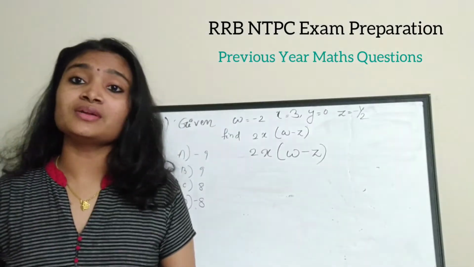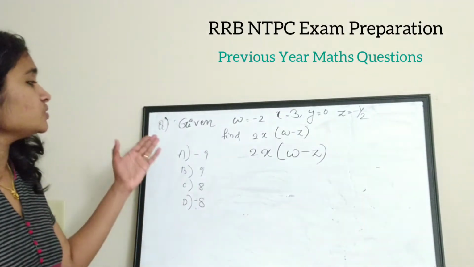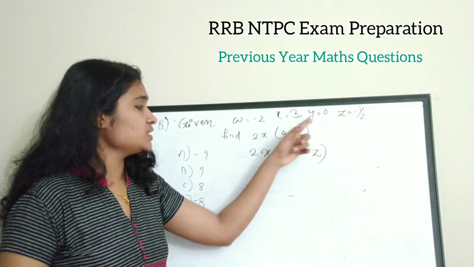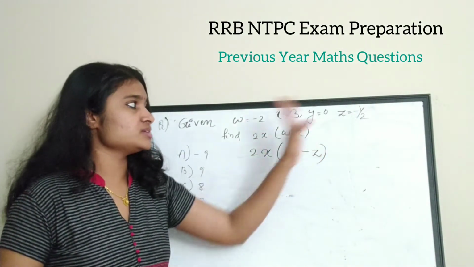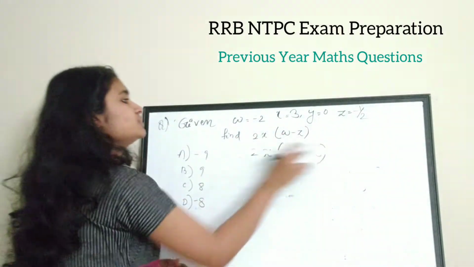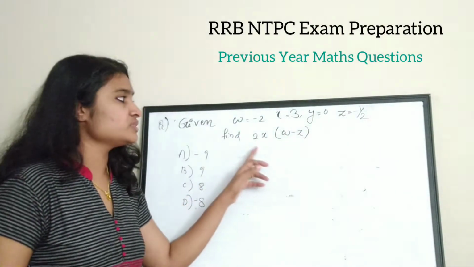Okay. So now we are going to the questions of BODMAS or PETMAS. So you will be given such a question. Given W equal to minus 2, X equal to 3, Y equal to 0, Z equal to minus 1 by 2, and you will be asked to find a complex sum. I have just written it down also, and you have to find the answer of this sum.